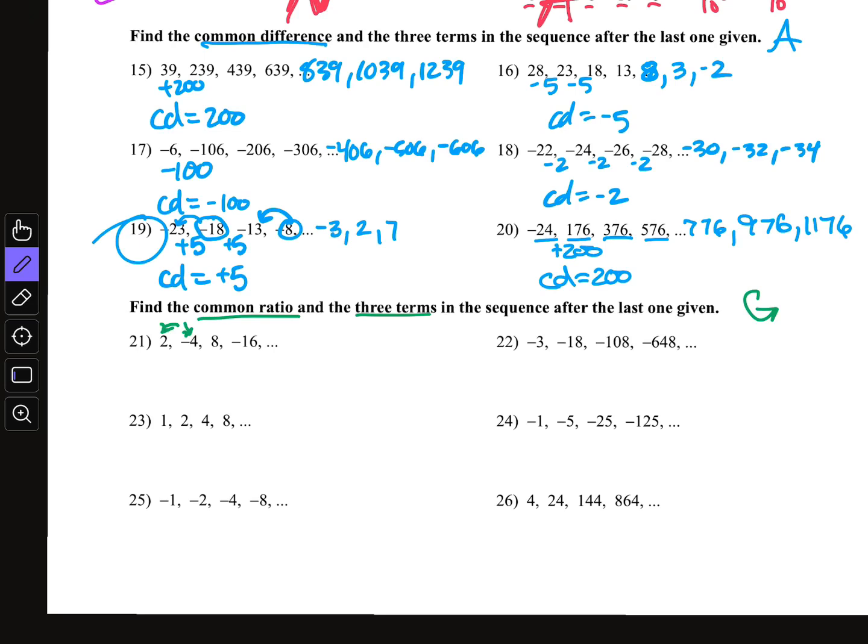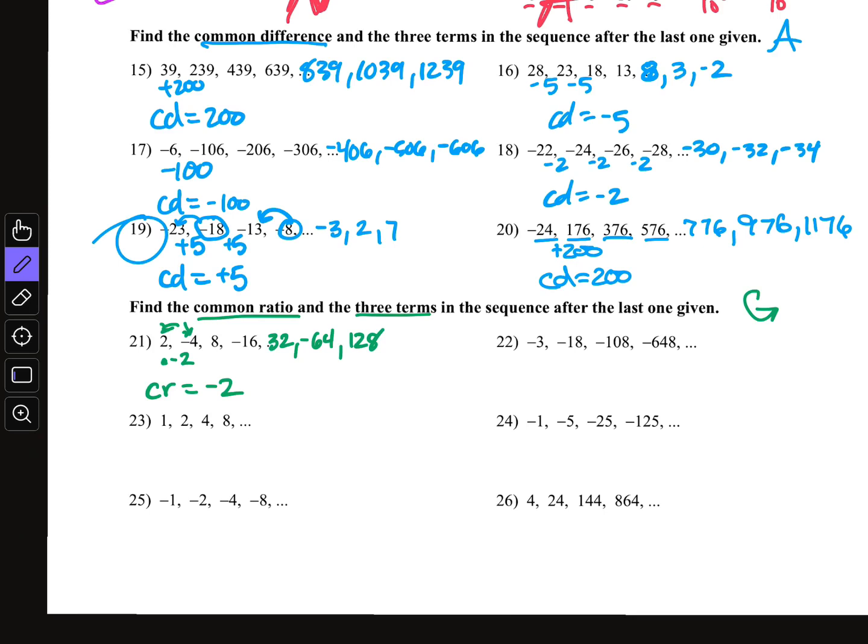All right, so 2 to negative 4 to 8 to negative 16. So we are multiplying by negative 2, aren't we? So our common ratio is negative 2, and this would be a positive 32, negative 64, positive 128.